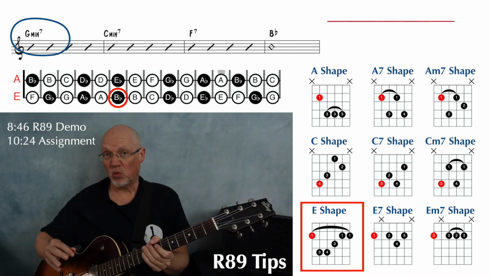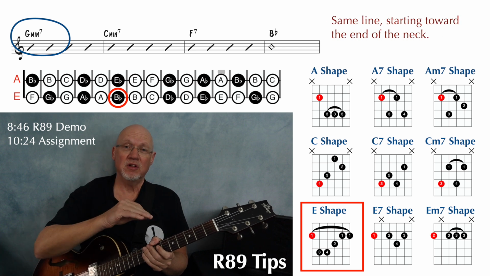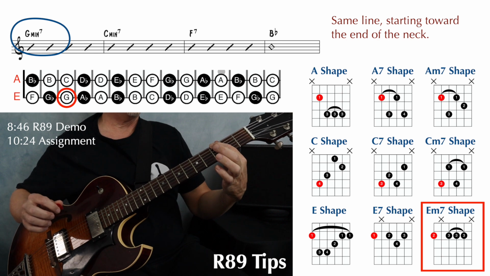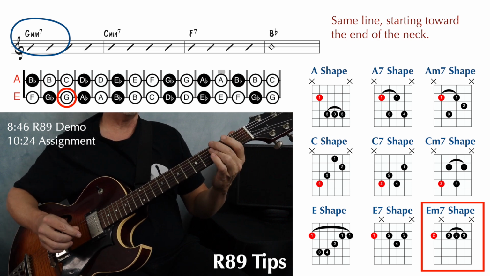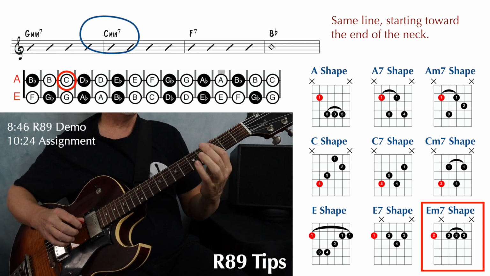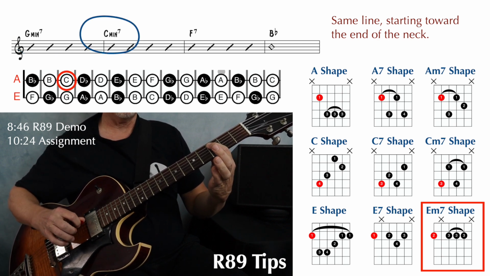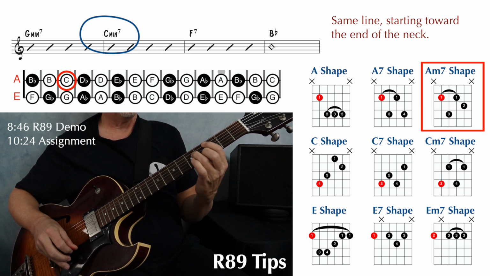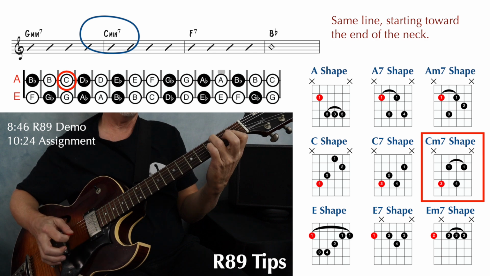Now let's say, just like line 1, you want to play line 2 a little further down the neck. In that case, we have a G right here at the 3rd fret on the 6th string for our G minor 7 with the E minor 7 shape. For the C minor 7, we have a nice close root note also at the 3rd fret on the 5th string. You could play either the A minor 7 shape or the C minor 7 shape.